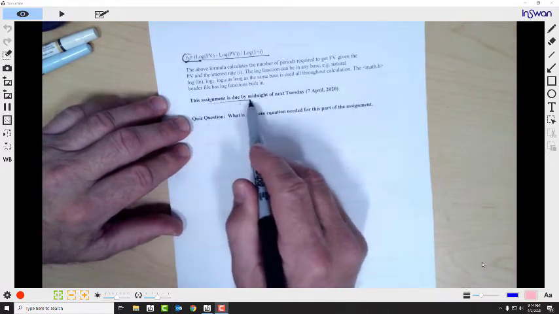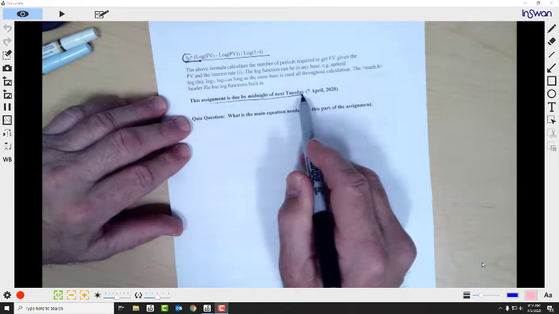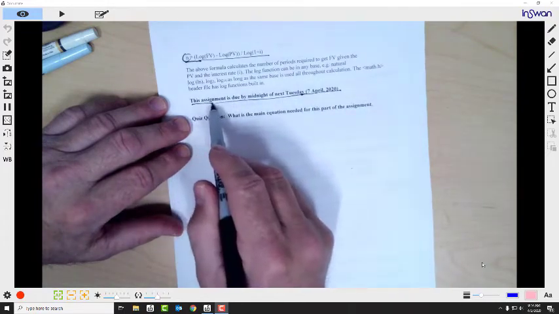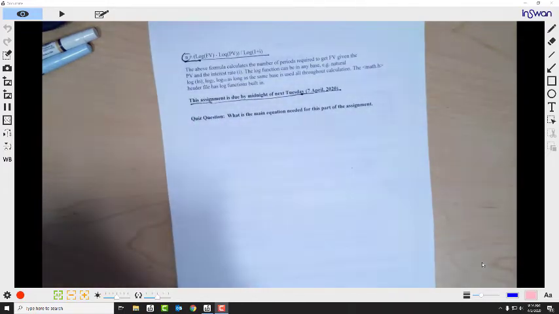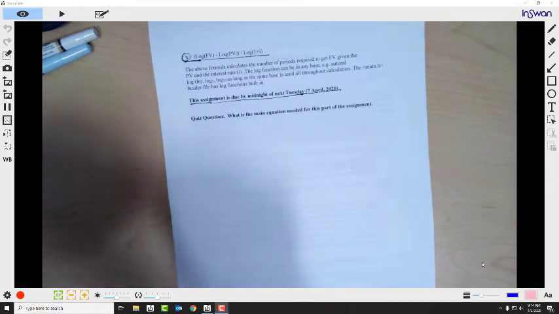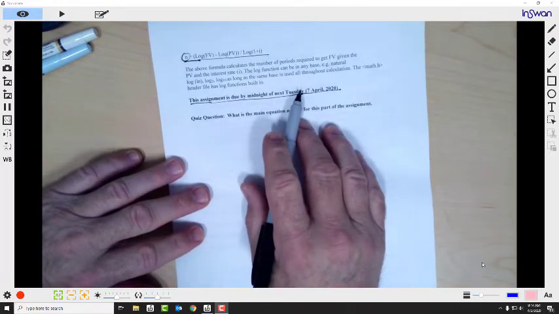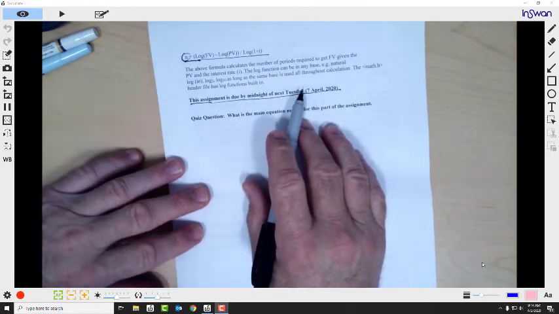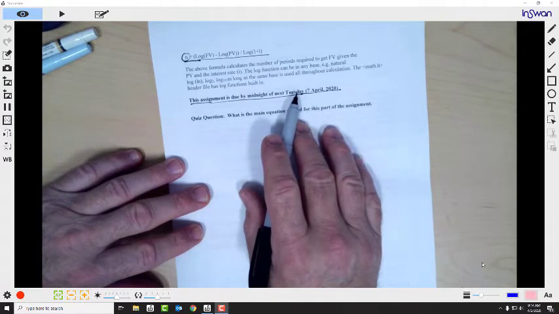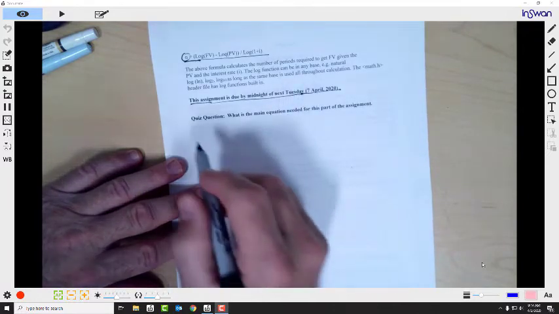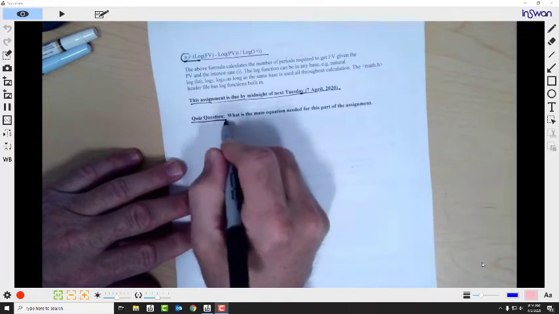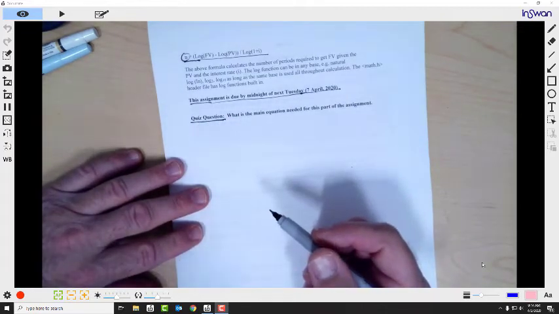This assignment is due by midnight of Tuesday. Part 2 is due by midnight tomorrow night. If you can figure out that one, this one shouldn't be too hard to do. I've pretty much given you the steps, and so this part will be due by midnight of Tuesday of next week. And I made sure I remembered to put in a quiz question for today's lecture.